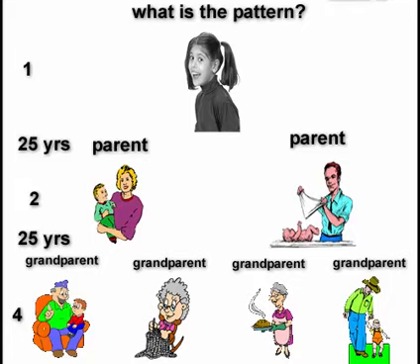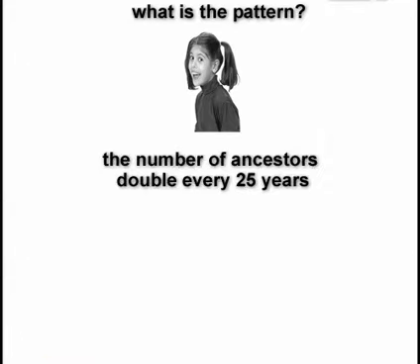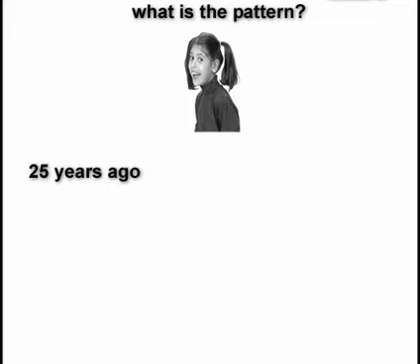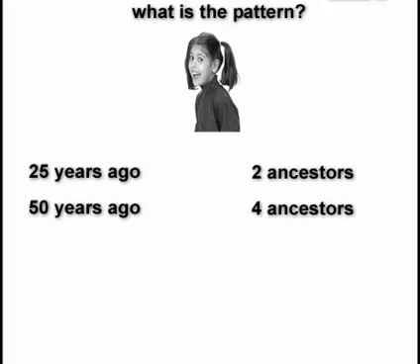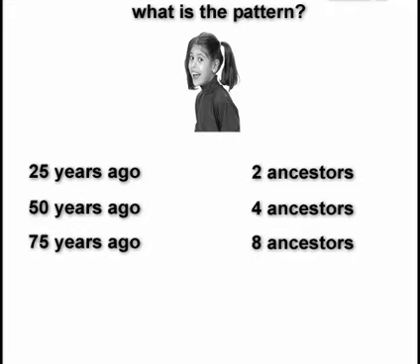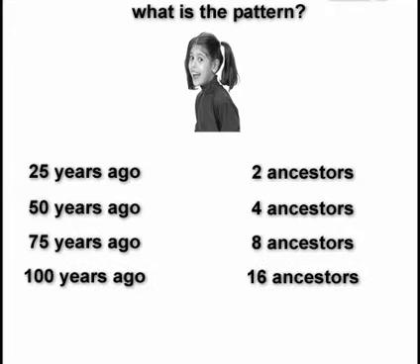So let's try to find out the pattern that's going on here number-wise. We know that the number of ancestors doubles every 25 years, right? From our example, 25 years ago, she had 2 ancestors, her parents. 25 years past that, 50 years ago, she had 4 ancestors, her grandparents. Another 25 years goes by, she has 8. Those are her great-grandparents. Another 25 years go by, she has 16 great-great-grandparents.